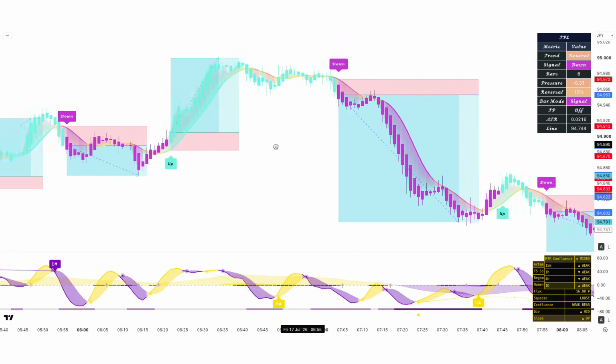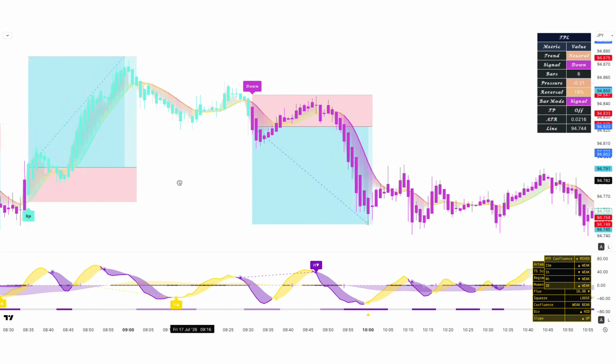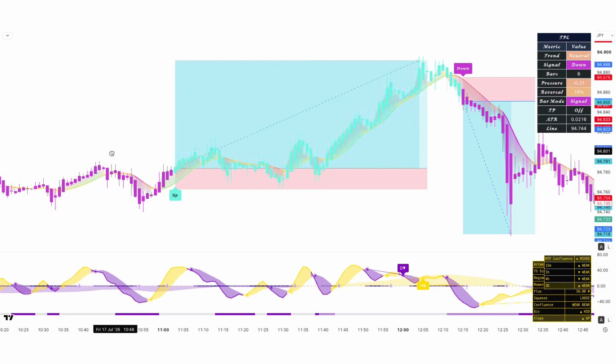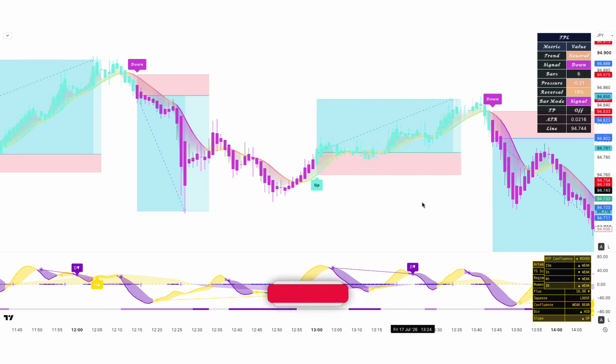So if you want a smarter way to spot trend changes and improve your entries with a free tool, stay with me until the end. You might discover an indicator worth adding to your TradingView toolkit.